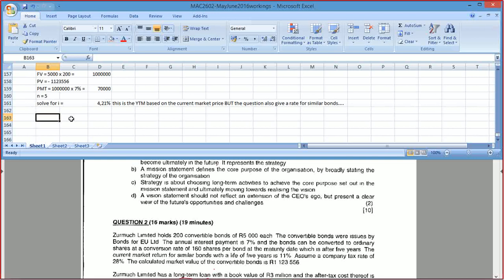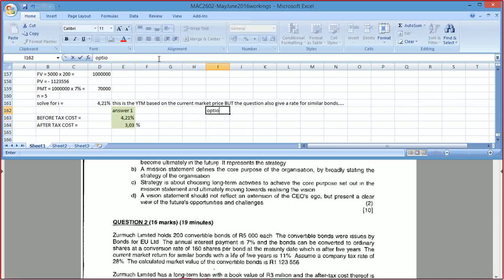So for E, I'm actually going to show two answers here. Before tax cost, after tax cost. Option 1, or answer 1, is going to be using the 4%. After tax would be this times open bracket 1 minus 0.28, obviously times 100 to get it as a percentage. Okay, there we go. That's after tax.